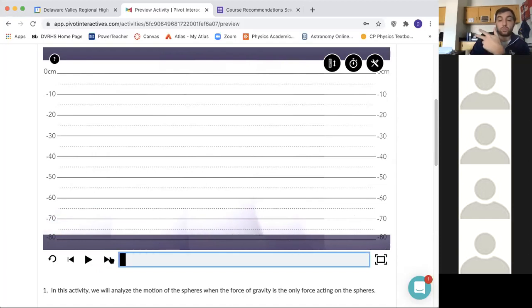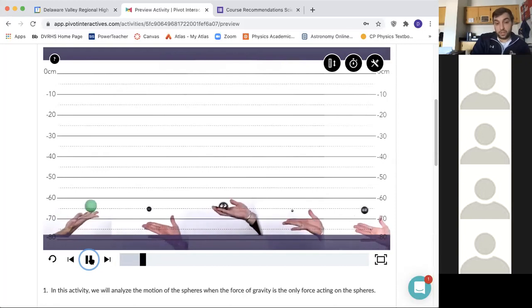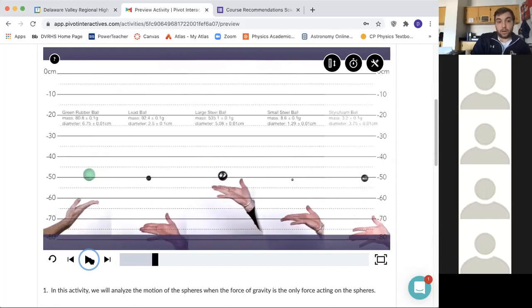So five balls were thrown up in the air. They told you what each ball was. If you see right about here, the material, I'll pause it: a green rubber ball with a mass of about 80 grams, a lead ball with a mass of about 92 grams, a large steel ball with a mass of 535 grams, a small steel ball with a mass of 8.6 grams, and a styrofoam ball with a mass of 3.2 grams. Now, these balls have different diameters, different densities, except for the large and small steel ball, but it's very interesting how their flight path seems to be very similar.